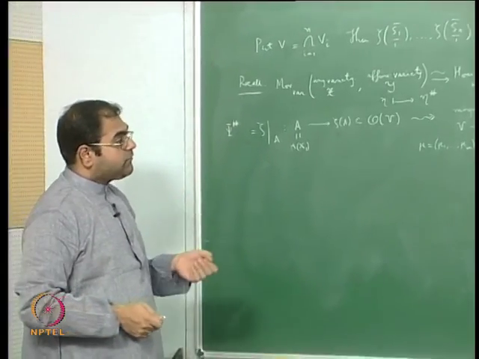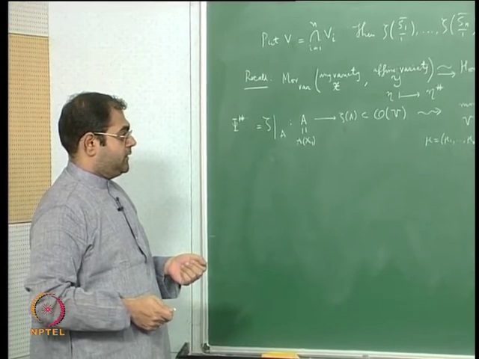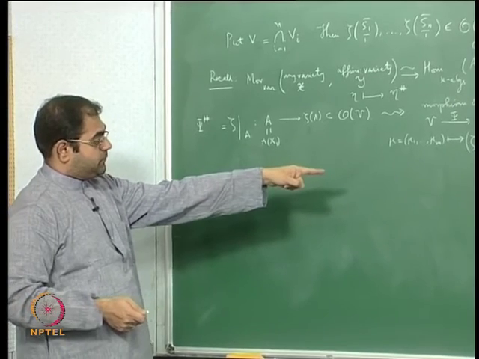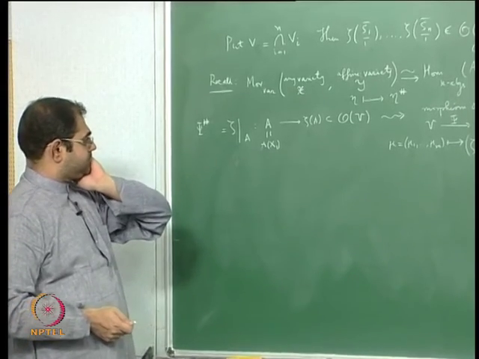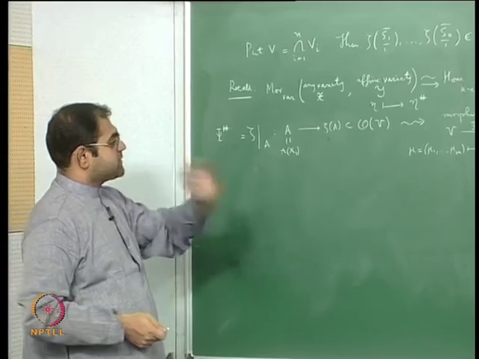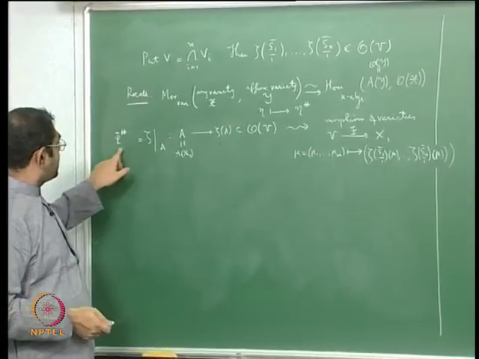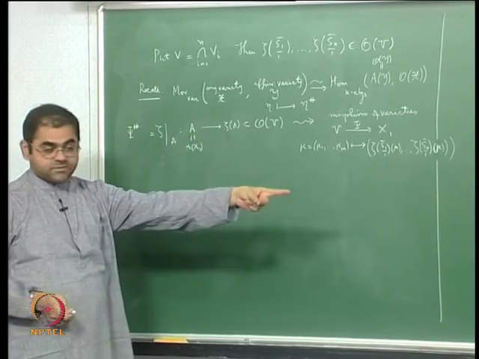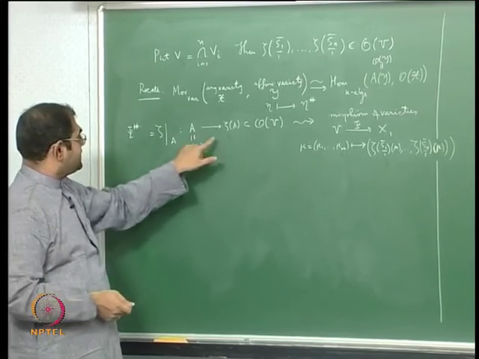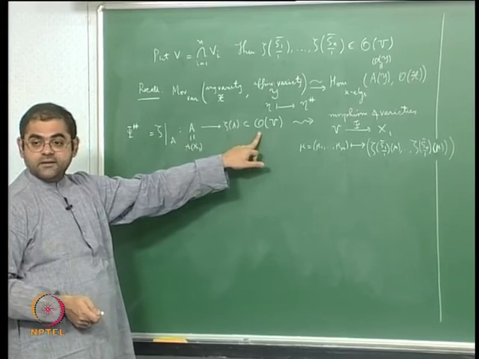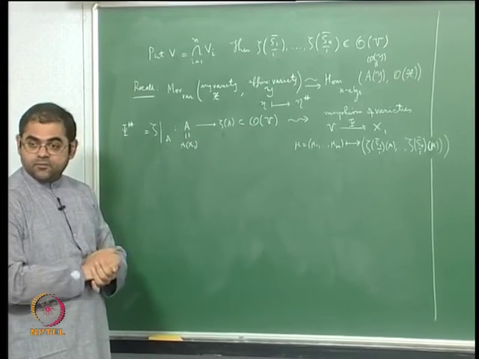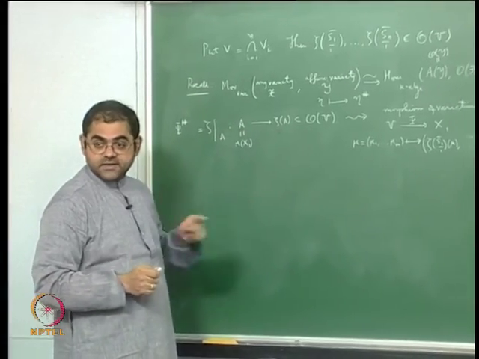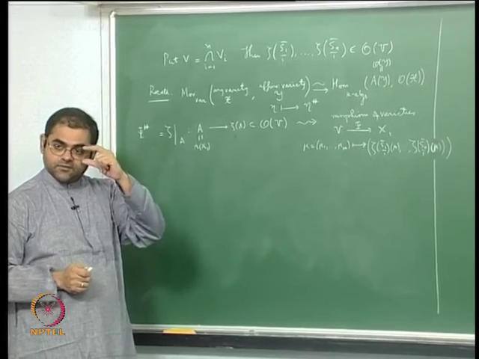And moreover, what you must remember is that this psi induces psi hash is zeta, and mind you this zeta is part of an isomorphism at the quotient field level. This zeta from A to OV, if I go to the quotient field level, it is an isomorphism. Zeta is an isomorphism at the quotient field level. That is something that you should not forget, all right.